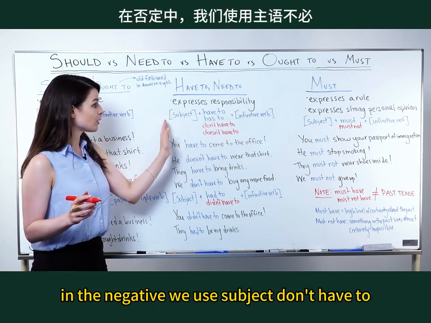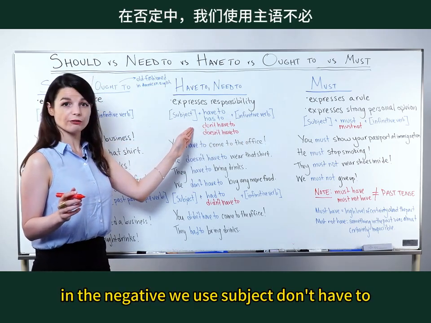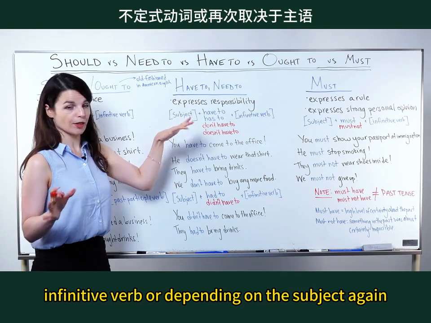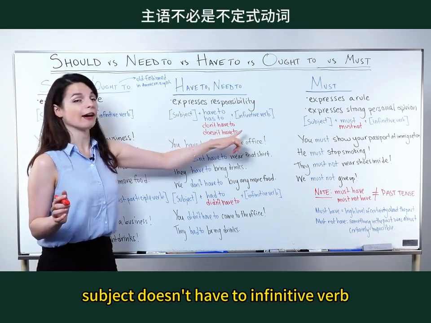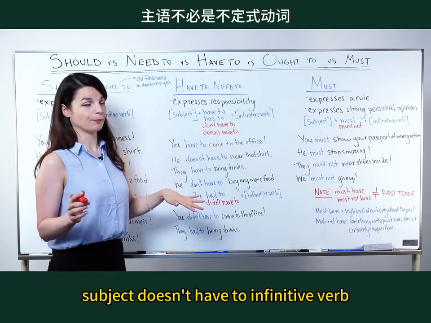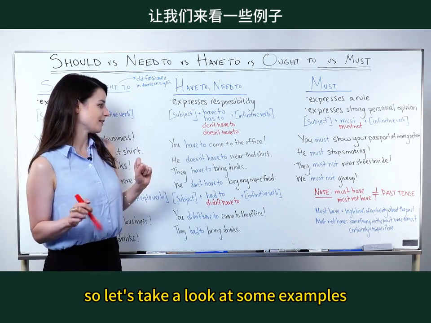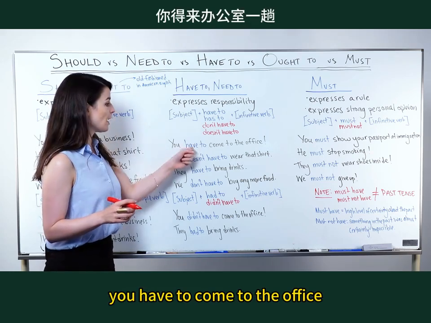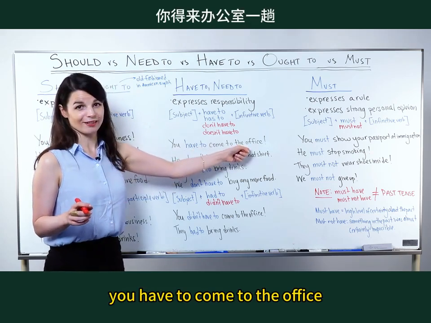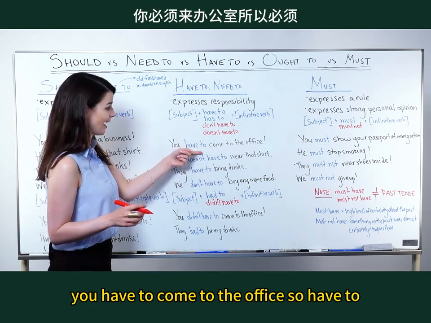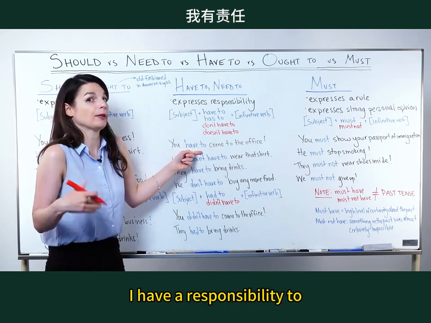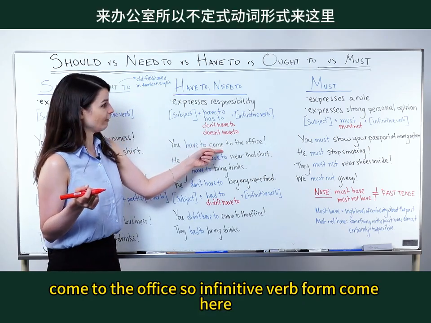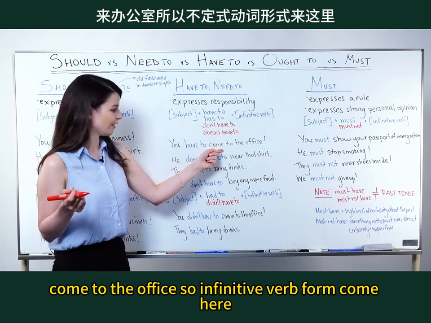In the negative, we use subject plus don't have to plus infinitive verb, or depending on the subject again, subject doesn't have to, infinitive verb. So let's take a look at some examples. First, my subject is you. You have to come to the office. So have to. I have a responsibility to come to the office. So infinitive verb form, come here.